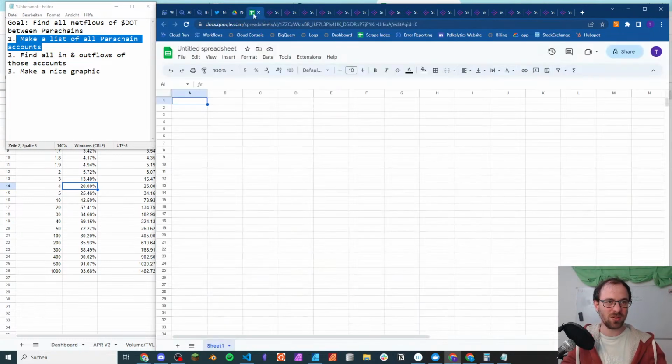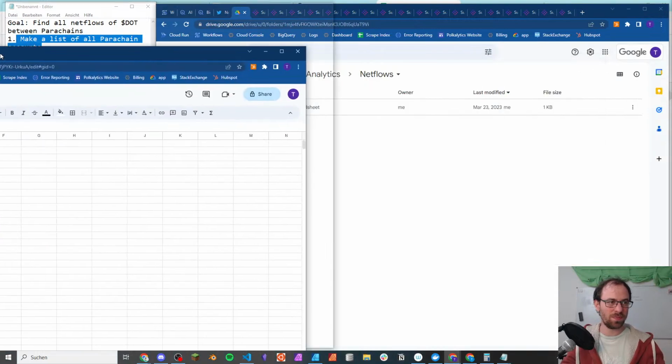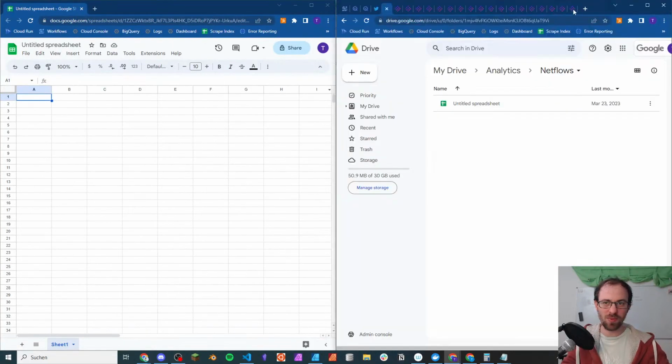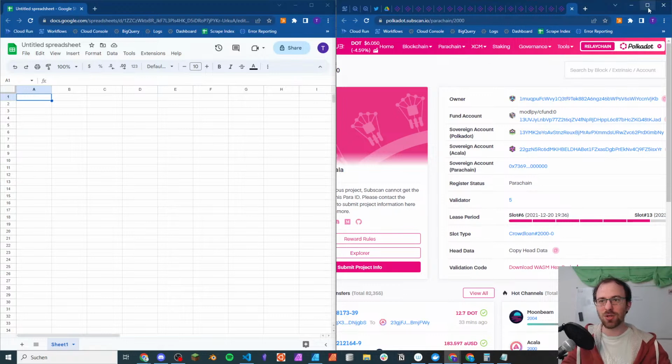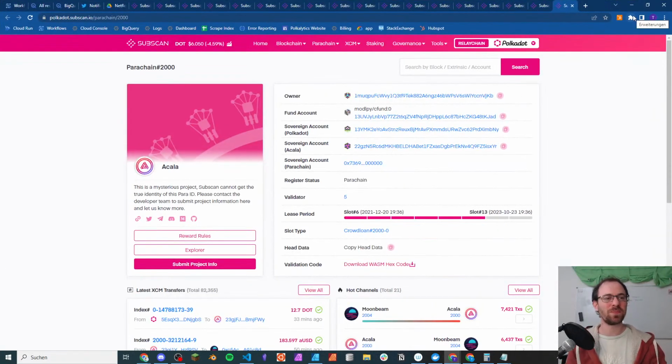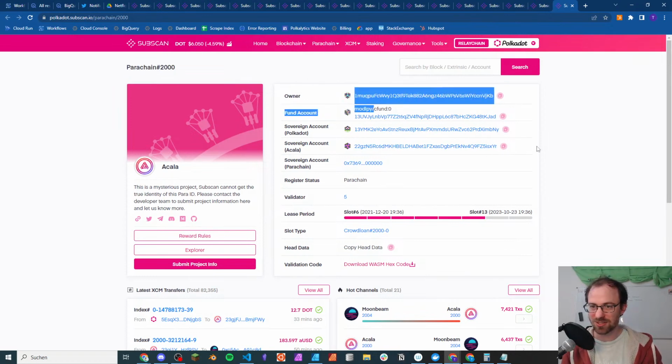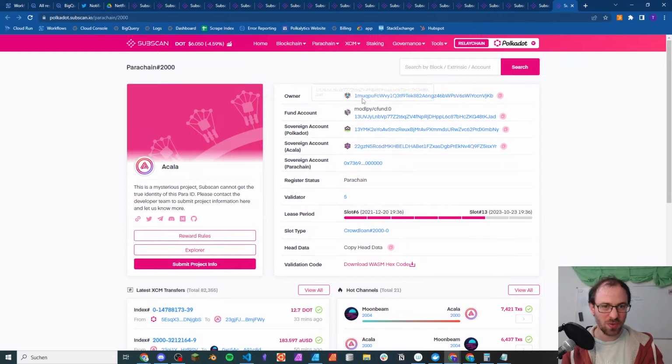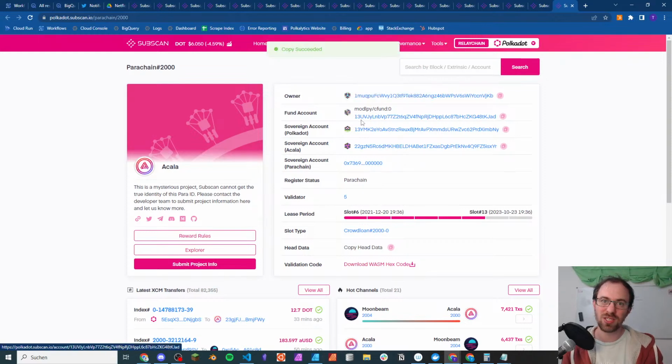Okay. So I'm going to have a spreadsheet here, and let's start with what accounts are associated with a parachain. For example, here we have the Acala parachain, and you see all kinds of accounts here. The first account is the owner. This is basically the account that created the para ID. Then you have a crowdloan fund. If there was a crowdloan associated with the parachain, this is the crowdloan fund.